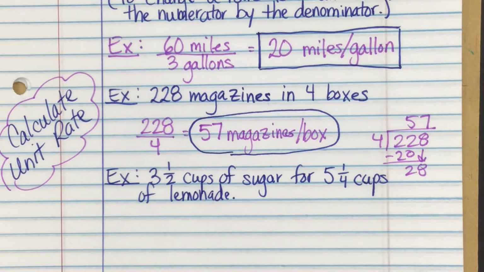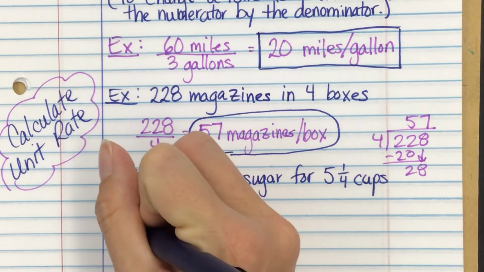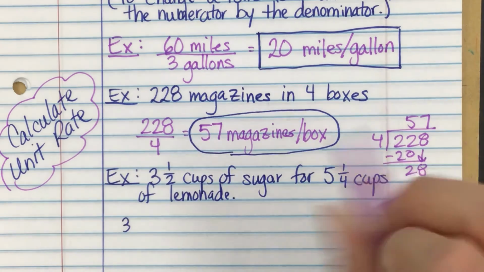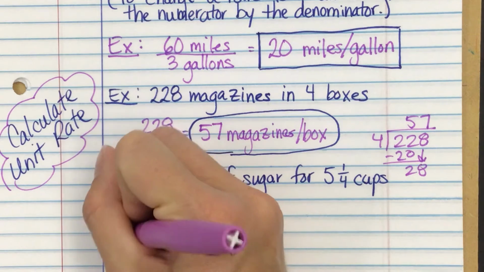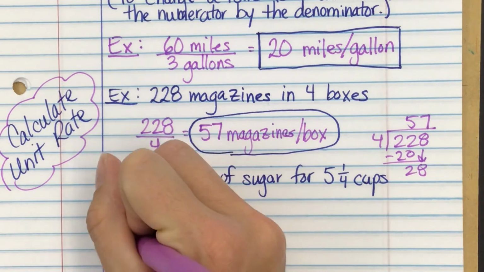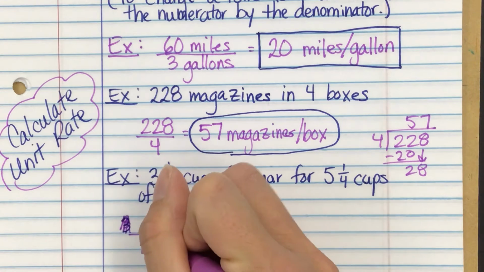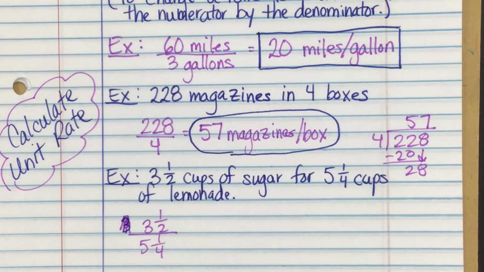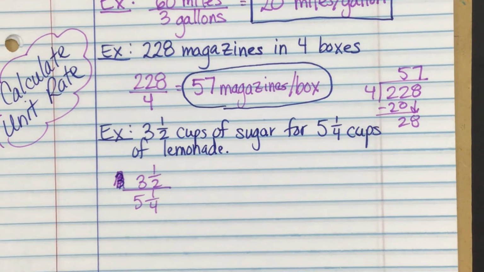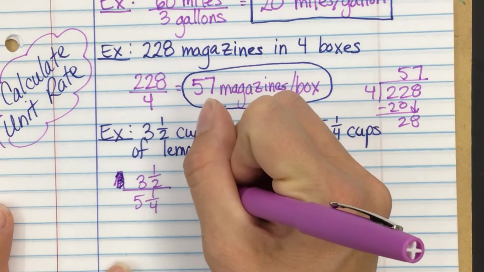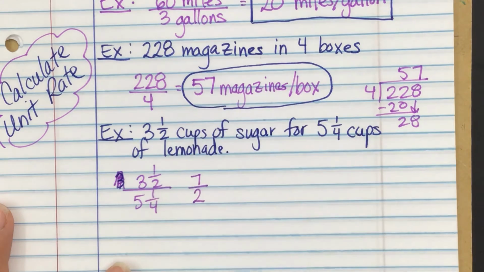Okay, so I'm going to write this in fractional form first. Let me do this in purple. This will be 3½ divided by 5¼. Now don't fret about the crazy looking complex fractions here. What we're going to do is turn these into improper fractions, and it helps to write it horizontally. So first I'm going to change this to 7/2 as an improper fraction.